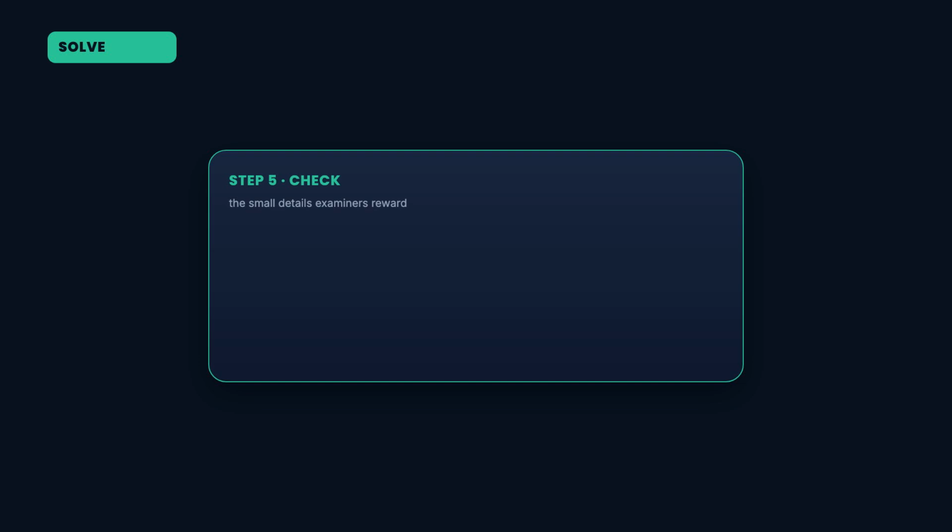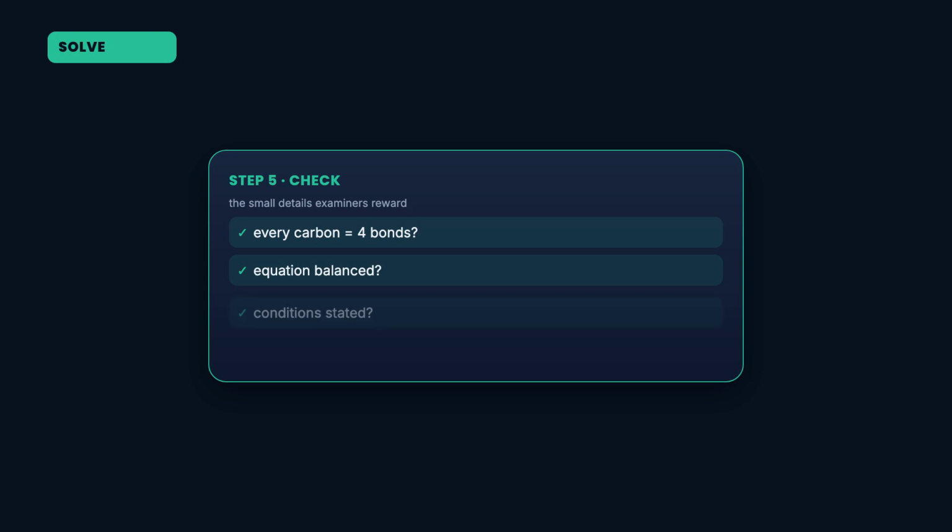Step 5. Check. Did every carbon end with 4 bonds? Did the equation balance? Same atoms on both sides. Did you write the conditions? Heat, catalyst, concentration. Examiners look for those small details.